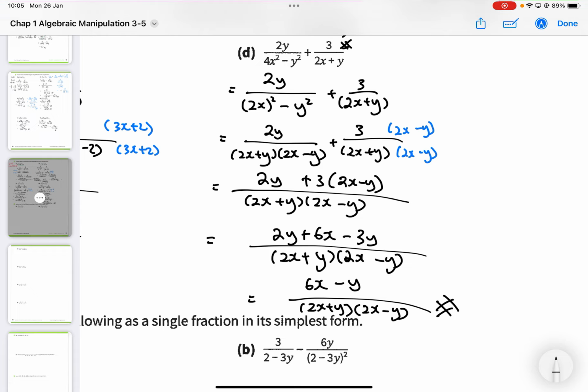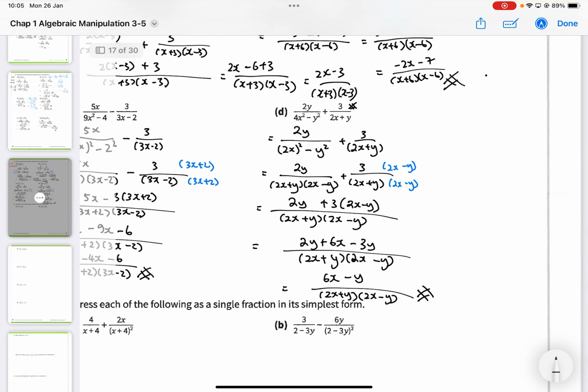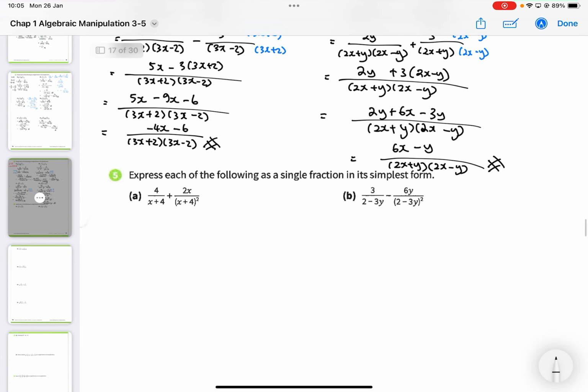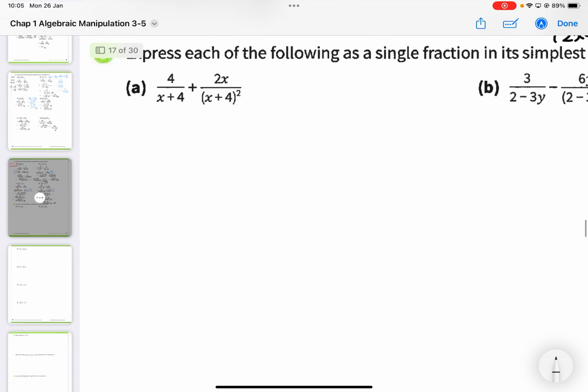Money can or not? Can for sure. Go back, complete. Okay? I want to go to question 5.